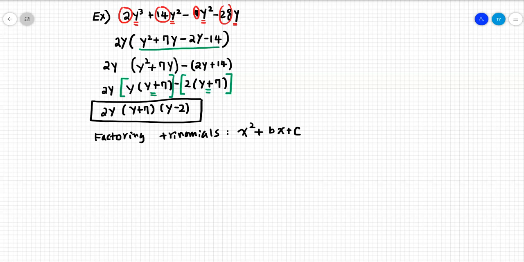So let me show you a couple of examples of factoring trinomials. The first one is going to be x squared plus 8x plus 12. I found that this is the easiest way. So what I want you to do here is look at the first term, which is x squared. So it's always going to be x and x. Okay, x and x. So you vertically multiply. Okay, multiply.